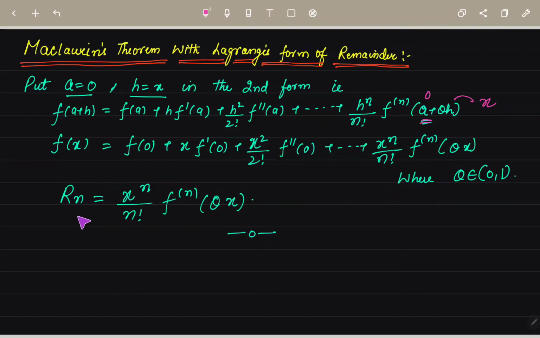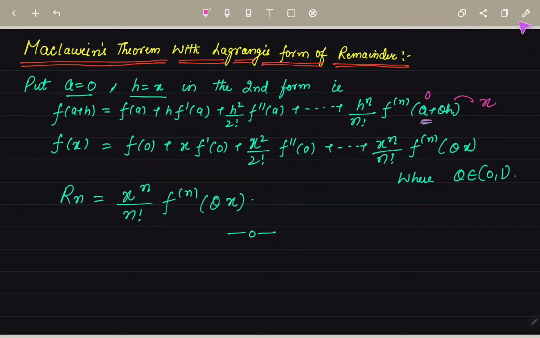So this is where Rn is the Lagrange's remainder form. Okay, so Lagrange's remainder basically. So this is Taylor's theorem, and I have also discussed with you Maclaurin's theorem. Now we will do some questions or examples on this theorem.